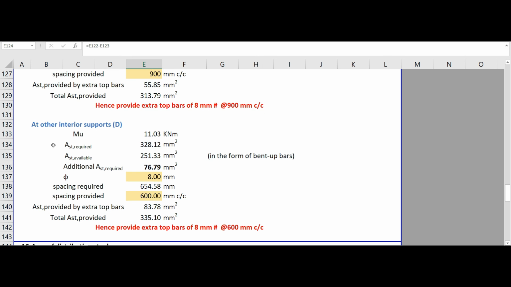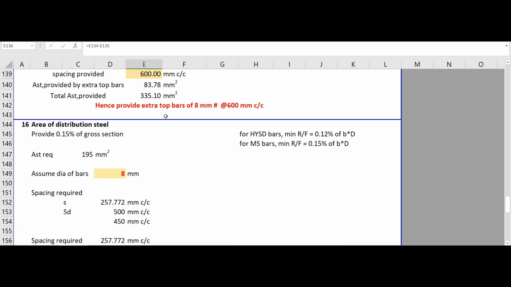Similarly, we will calculate at other interior supports, that is the area available in the form of bent up bars. Then we will calculate the additional area required and we will provide the extra top bars to resist the required area. And for the distribution steel, we will provide minimum area of steel.